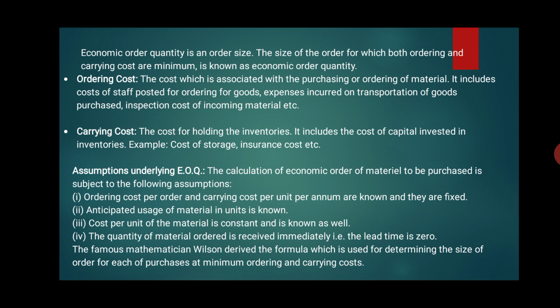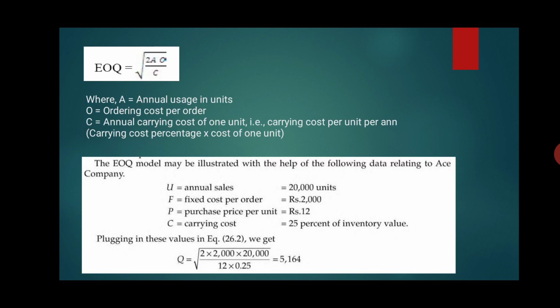which is used to determine the optimum order size for purchases at which the ordering and carrying cost can be kept at minimum, and that formula is EOQ equals the square root of 2AO divided by C. A stands for annual demand, O stands for ordering cost, meaning the cost of one order. C stands for carrying cost, which is the annual carrying cost of one unit.